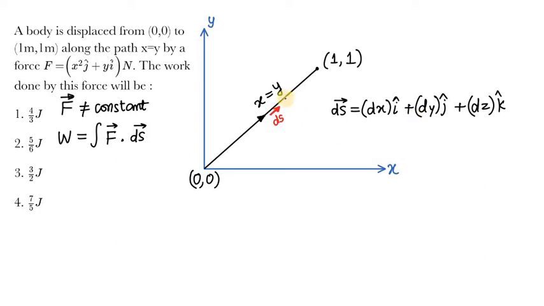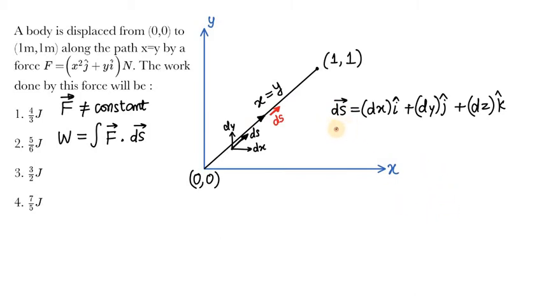For example, in this figure, on this straight line, when the particle moves a small displacement ds along the path, it can be imagined that this consists of two small displacements. One is dx along the x direction and dy along the y direction, and in this way this whole path is covered.